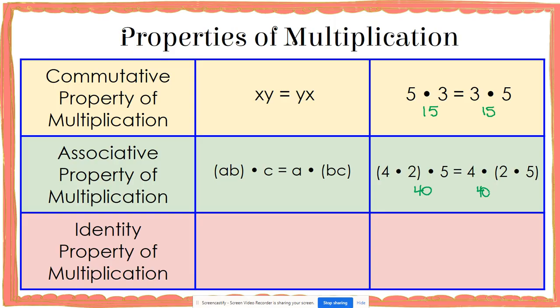Finally, the identity property of multiplication tells us that when we multiply any number times 1, we get that number. So an example of this would be 96 times 1 equals 96.